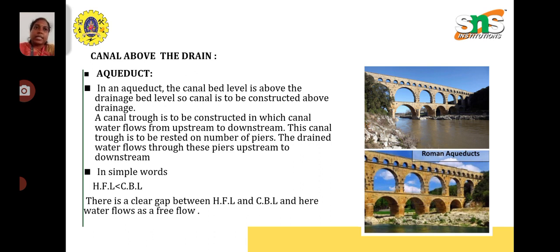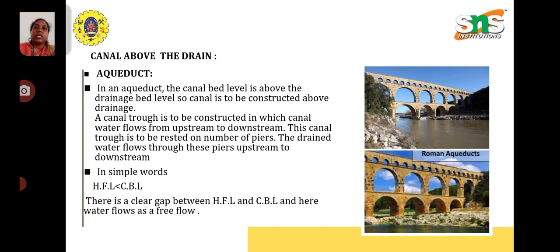An aqueduct is similar to an ordinary road bridge or railway bridge across a drainage. But in this case, the canal is taken over the drainage instead of a road or a railway. The canal trough is constructed, in which the canal water flows from the upstream to downstream. The canal trough rests on a number of piers. Piers are the foundation, that is, the pillars which are constructed in the water areas.